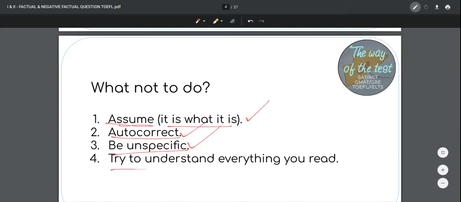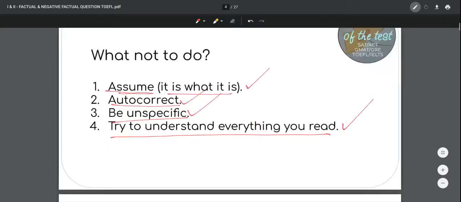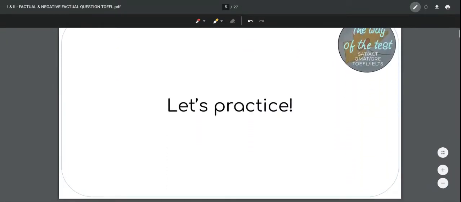And definitely do not try to understand everything you read. Okay, remember, we don't care. We don't care about understanding the whole idea in the whole passage. We just care about answering the question. This is a principle that is going to be present in all the reading sections, actually in all the TOEFL, but especially in the reading. We don't care.